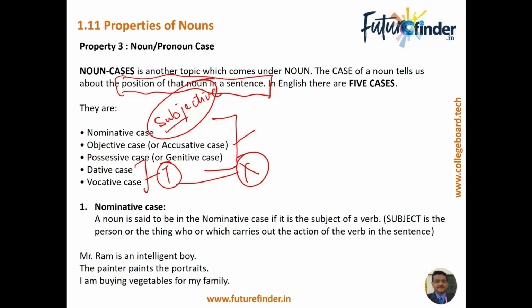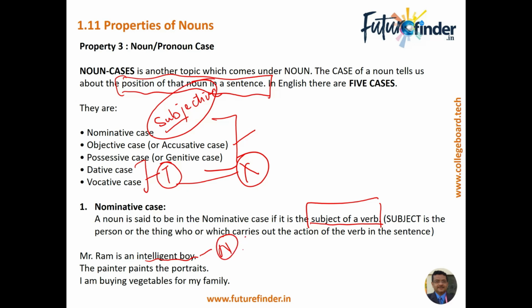One, the nominative case. The nominative case is if the subject of a verb is the noun. If the subject of the verb is a noun, then it is in nominative case, as simple as that. Mr. Ram is an intelligent boy, right? Out here, this sentence is in the nominative case.